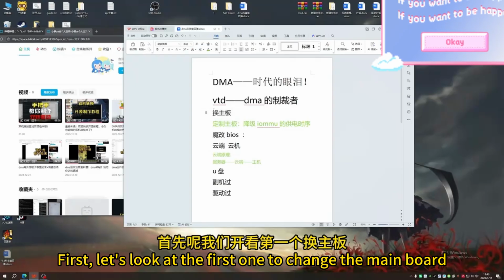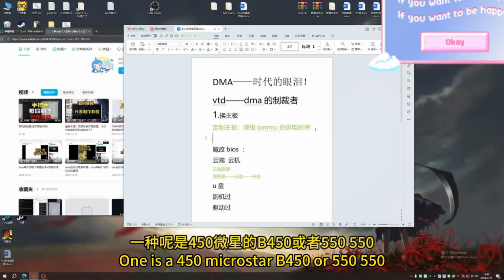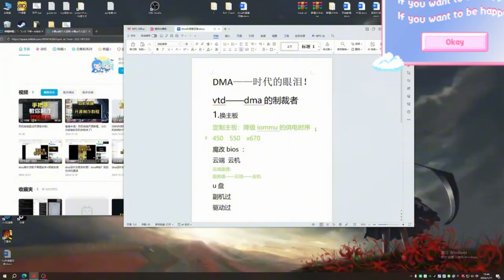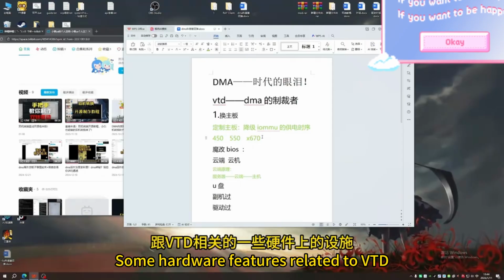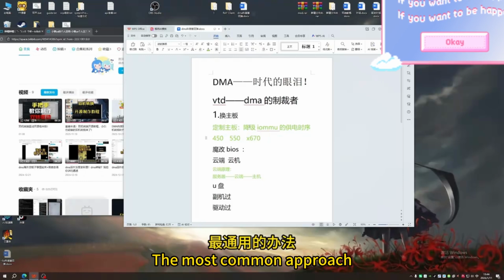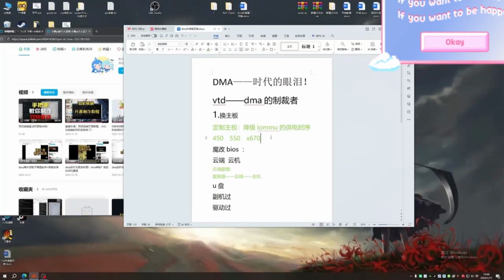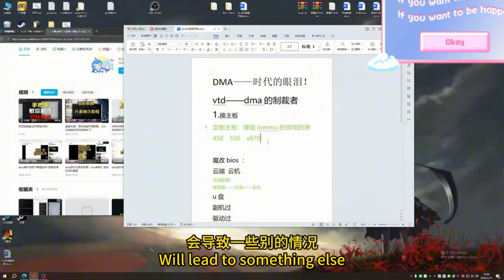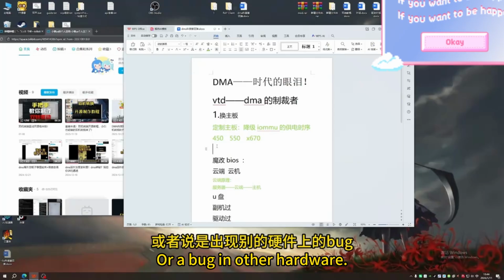First, let's look at the first one, changing the main board. There are 2 main boards. One is the MSI B450 or B550, and now I hear another one, the X670. These main boards can be changed to get some hardware features related to VTD. As far as I know, the most common approach is to reduce the power supply sequence of the IOMMU, which then leads to other problems, like the M.2 not having power, or bugs in other hardware.